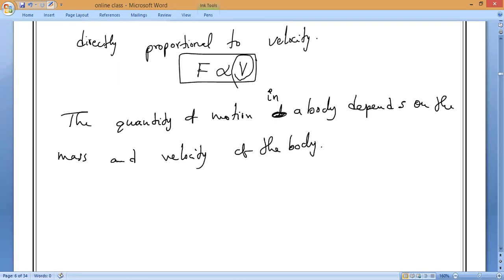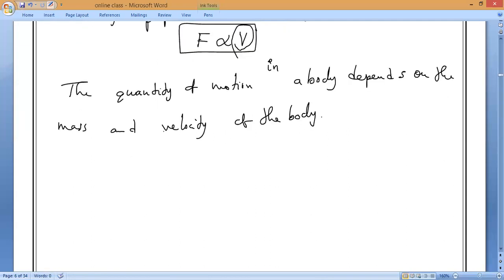Do you understand, everybody? So what is the first conclusion? More mass, then more force is required or less force is required? More force. More velocity, more force or less force? More force. That is what we can say.